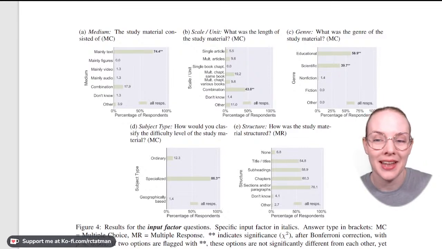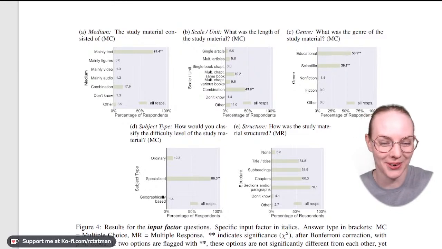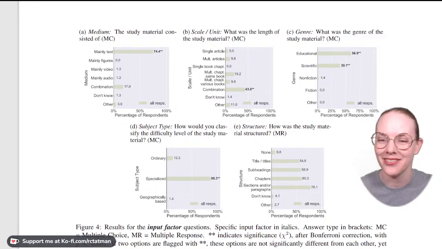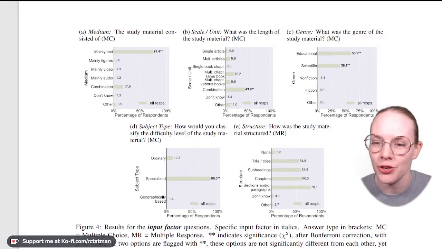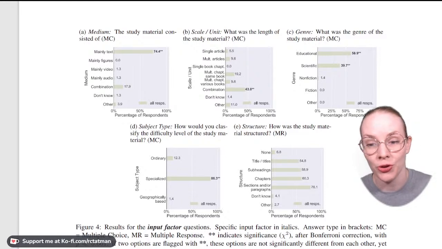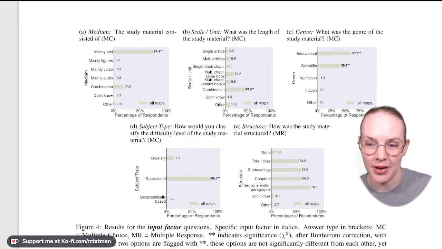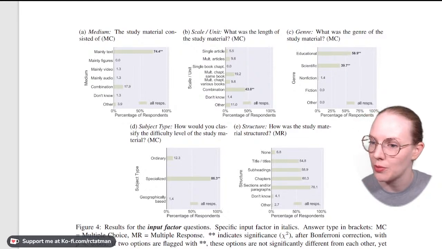Oh, what was the length of the study material? So single article was only 5%. Single book chapter was 0%. Yeah, so those tend to be the sort of things that people do automatic summarization of. Whereas multiple articles was 10%, multiple chapters of the same book was 20%, multiple chapters from various books was 10%, and then a combination was about half, so 43%.